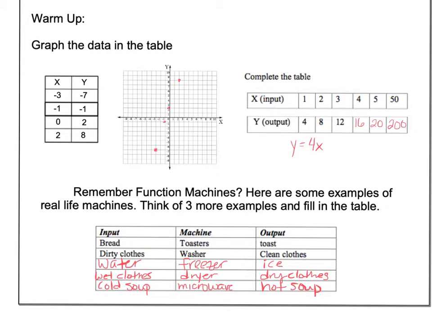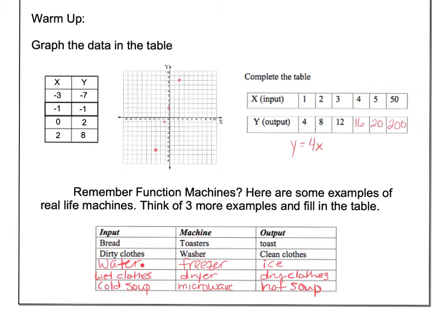Here's the answers, perhaps, for number 1 that you should have come up with. Graphed there. And then the table threw you for a loop with number 50. This table might require you to write an equation for what's going on there. And then finally, looking at machines in our real life that operate on things to make them better.